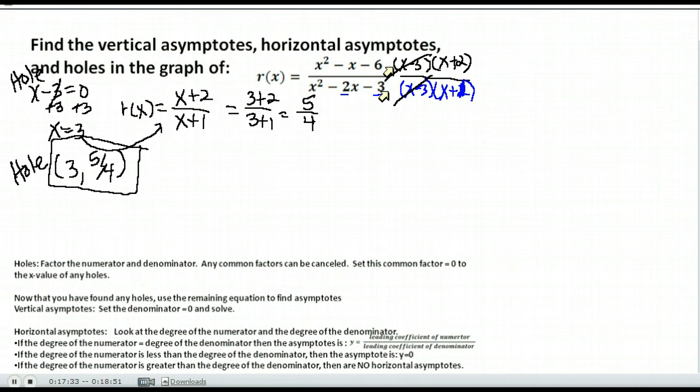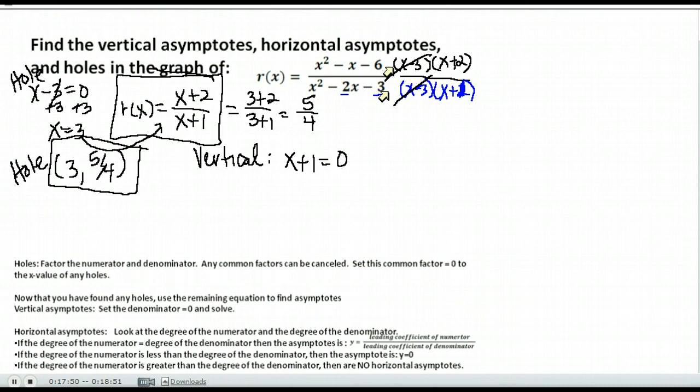Now we need to go and find any asymptotes that we have. Vertical asymptotes are where the denominator equals 0. And when I say that, I mean the denominator after we've canceled our holes. So we're using this function that was left over. So we set what's left of the denominator equal to 0. And we get x equals negative 1 is our vertical asymptote.